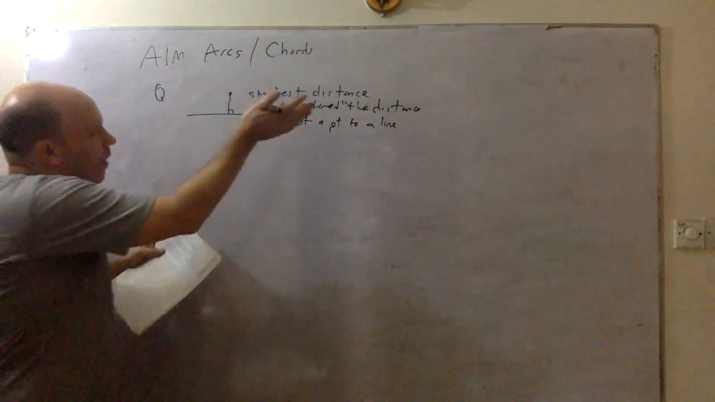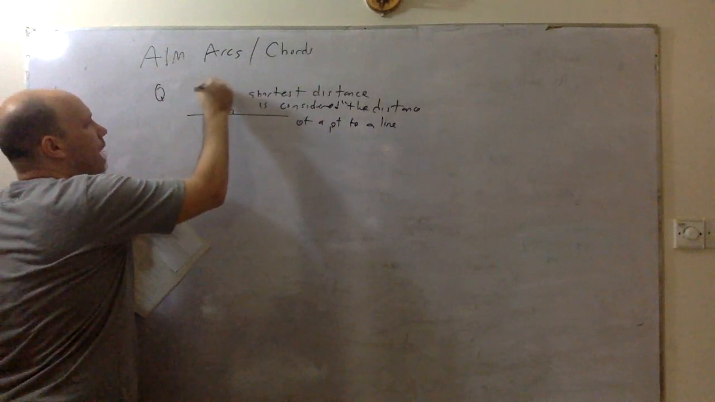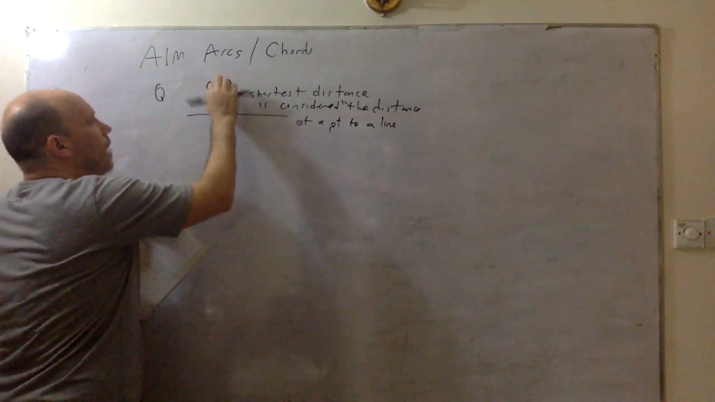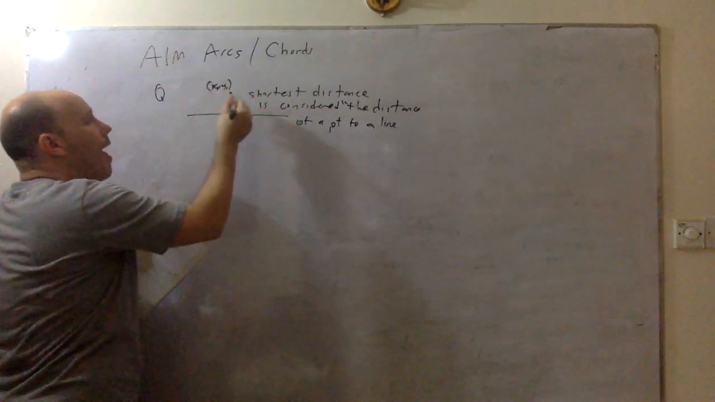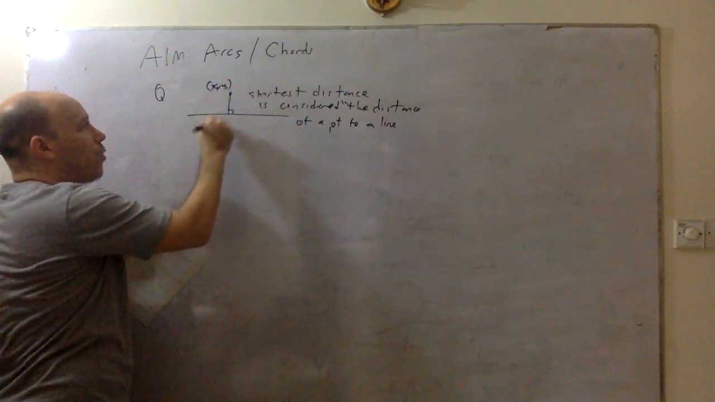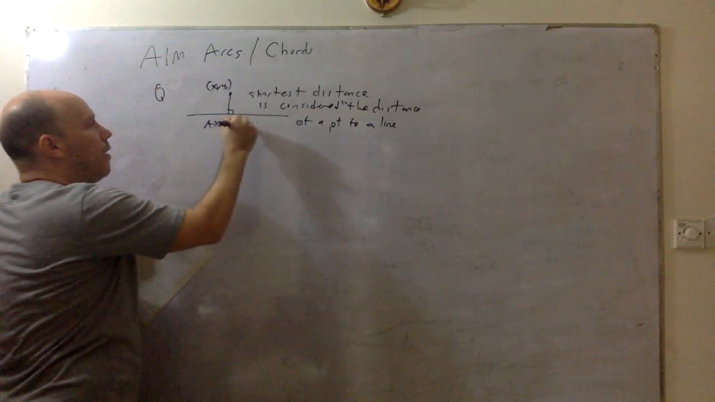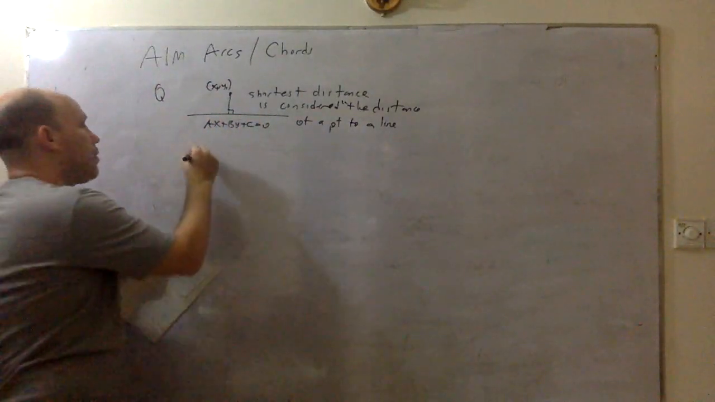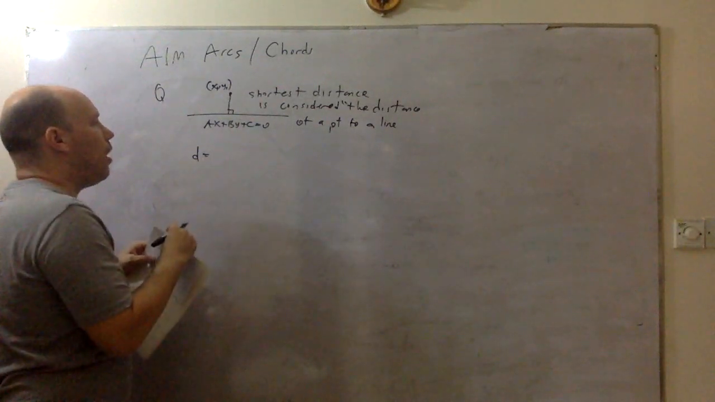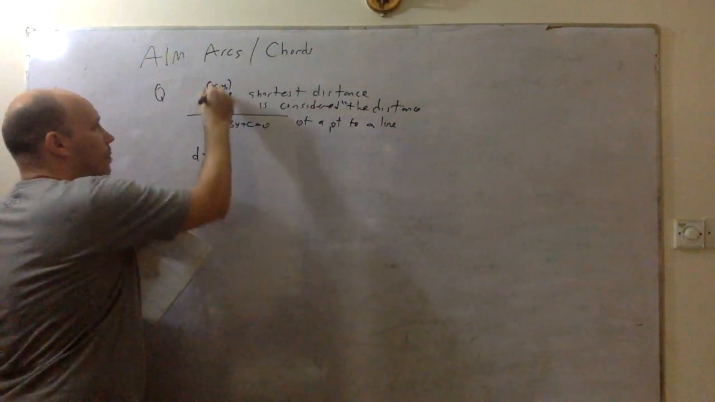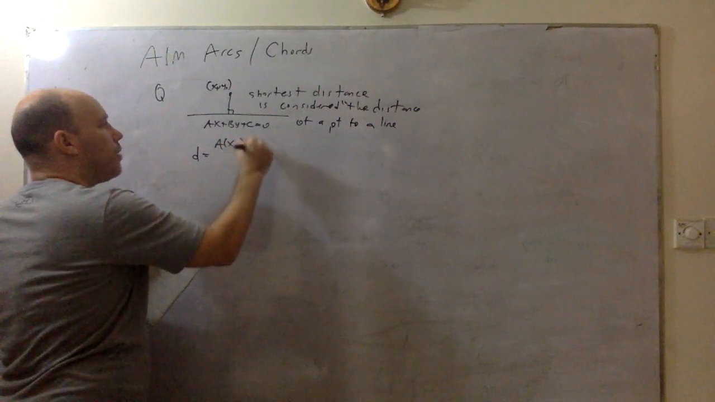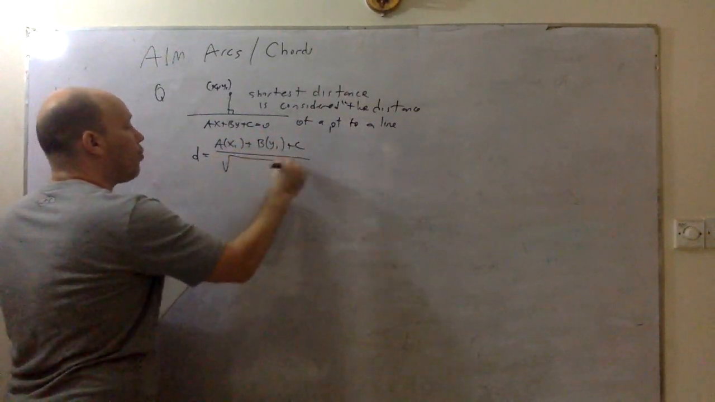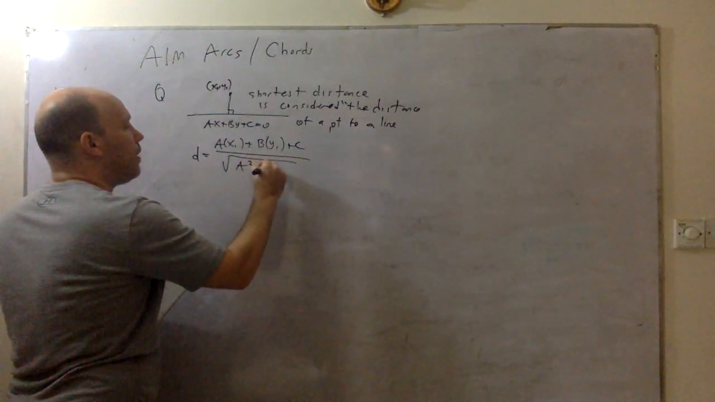We saw there was a formula. You might look back once again. If this is x, y, well, let's call this x1, y1, and let's call the equation of this line ax plus by plus c equals 0. We saw that the distance was the absolute value of a x1 plus b y1 plus c divided by the square root of a squared plus b squared.